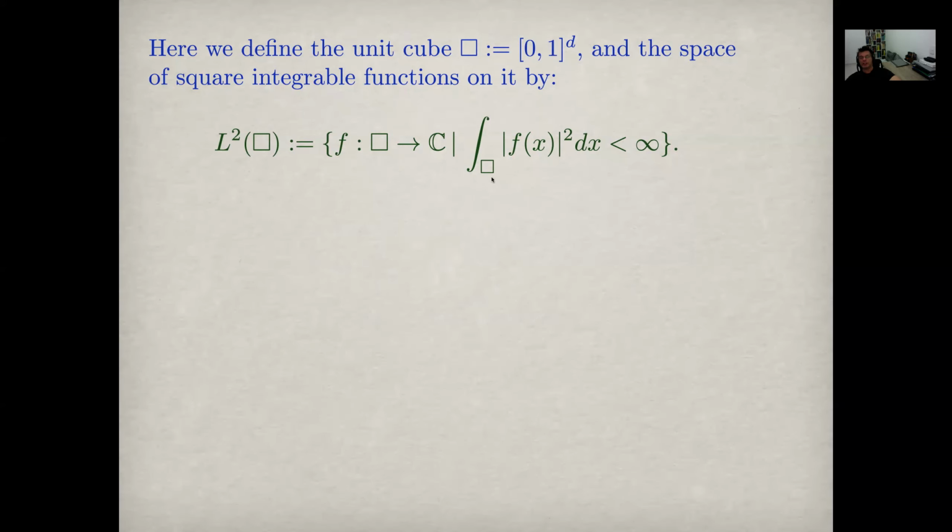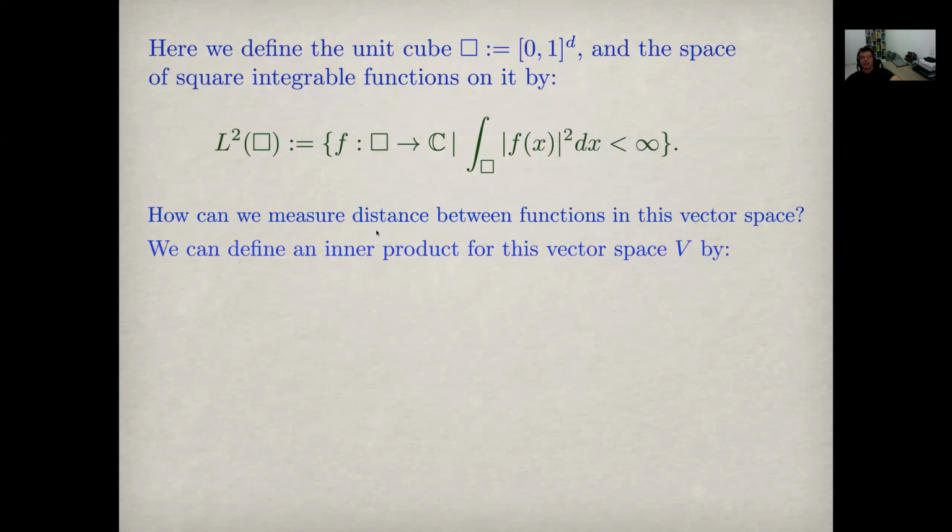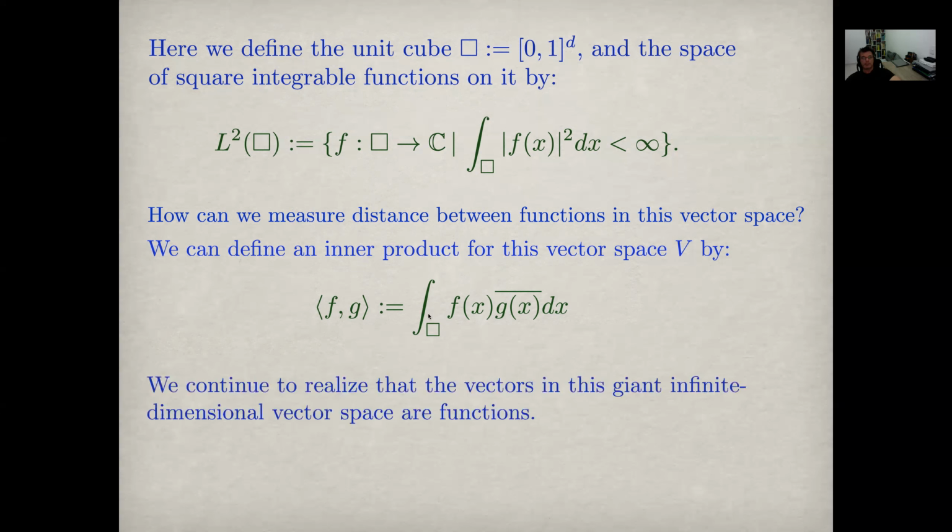And similar definition of the L2 space. We can similarly measure distance between functions here using a similar inner product, except instead of integrating over all Euclidean space, we integrate over the unit cube in d dimensions. Analogous to integrating over the unit interval 0 to 1, the unit interval is the one-dimensional cube. Okay, so we continue to think of all these vectors, the complex exponentials, as basis vectors. And these are abstract vectors in this big space L2 of the unit cube.